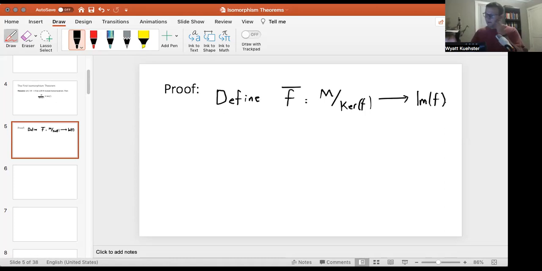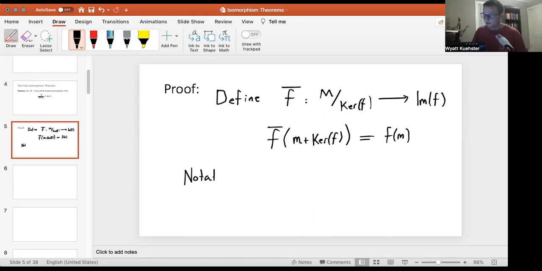And I'm going to make this map by taking a coset, m plus the kernel of F. That's what the elements of that quotient module look like. And I'm going to send it to F of little m. And just as a matter of notation, so I don't have to write m plus kernel of F every time, I'm going to write this equivalence class. Remember, a coset is an equivalence class. I'm going to write it as m in brackets and call it the class of m.